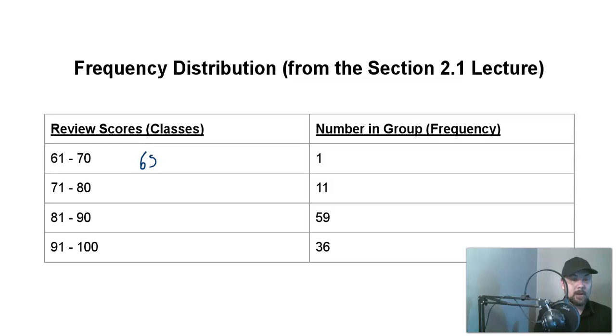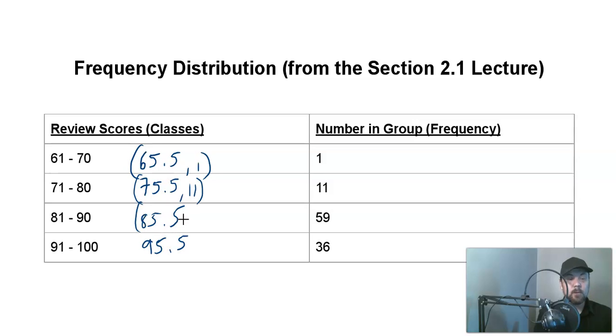This one had a midpoint of 65.5. That's the number exactly halfway in between 61 and 70. This one had a midpoint of 75.5. This one had a midpoint of 85.5. And this one had a midpoint of 95.5. They were all 10 apart from each other. And we're going to pair these midpoints with these frequencies. So our first point is going to be 65.5, comma 1. Our second point is going to be 75.5, comma 11. Our third point will be 85.5, comma 59.